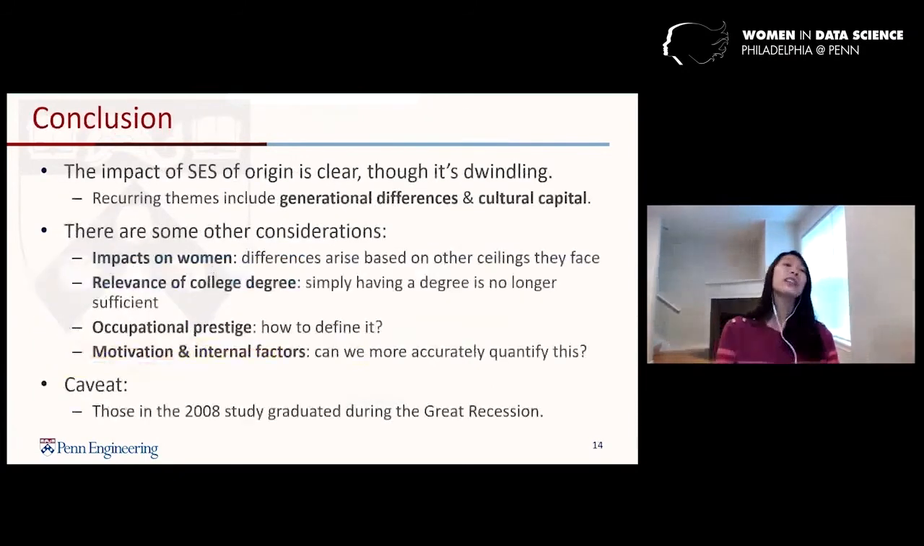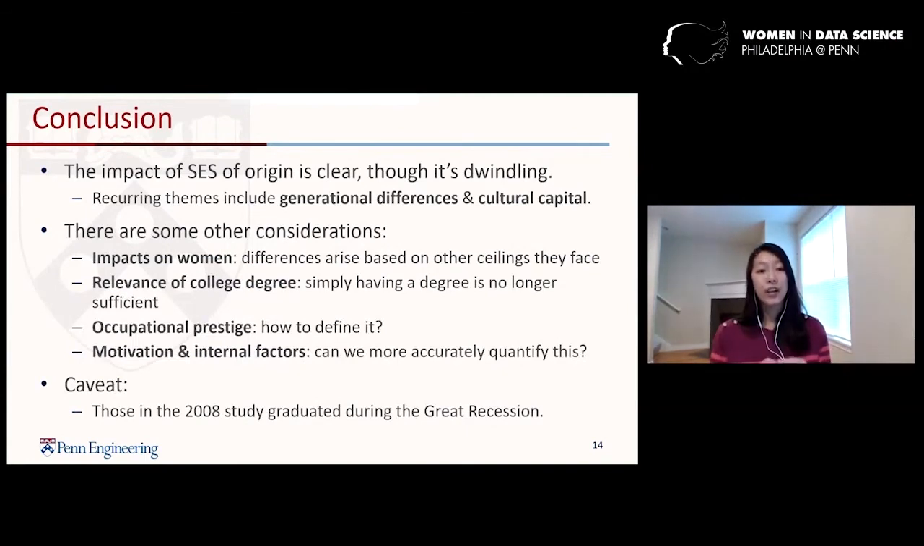So the conclusion here is that the impact of socioeconomic status of origin is clear, but it's dwindling, so that's good. But recurring themes include generational differences and cultural capital. There are also a million other considerations that we can take into account, and that includes impacts on women. There is evidence that they face other ceilings other than just their socioeconomic background, such as expectations to be a homemaker, just the gender wage gap in general, etc. I touched on this earlier, but there's also the relevance of the college degree. Just having a degree is no longer sufficient.